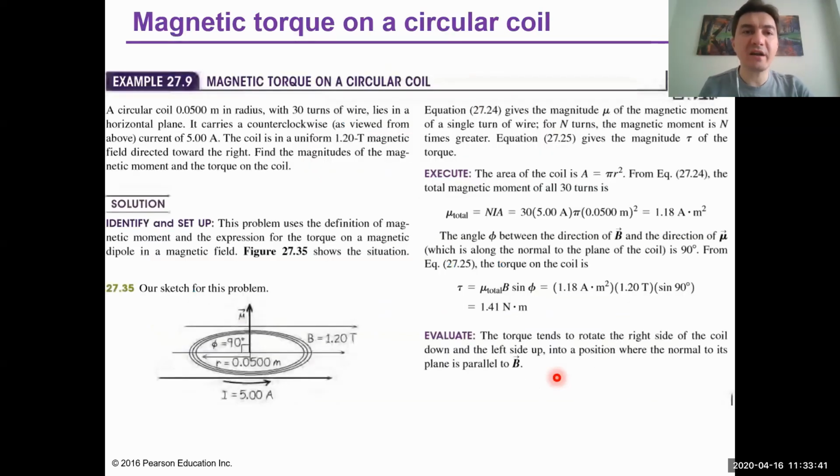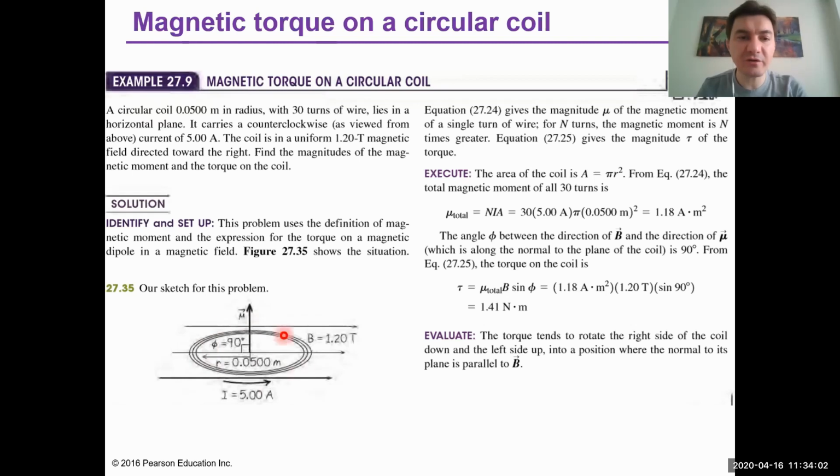Here we have one example: magnetic torque on a circular coil. Here we have a coil. As we have discussed, a coil is formed from many loops, okay? Here we have many loops. A circular coil of 0.05 meter in radius. This is the radius of the coil with 30 turns of wire.